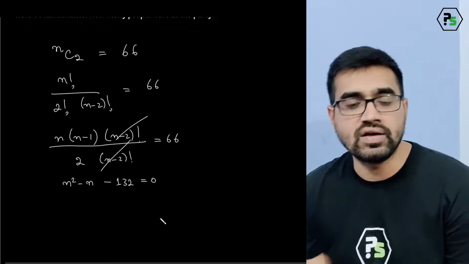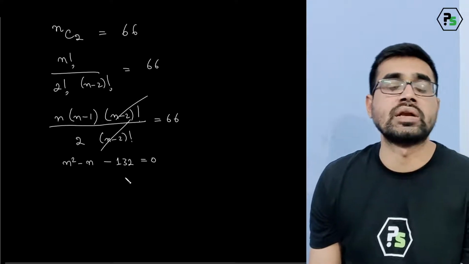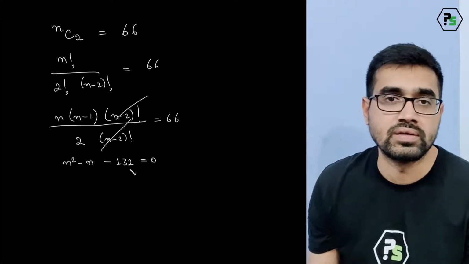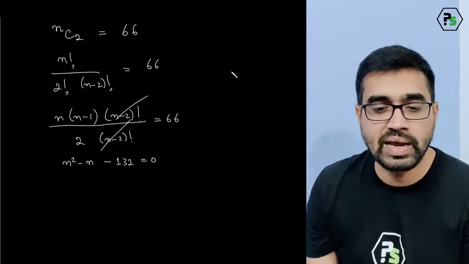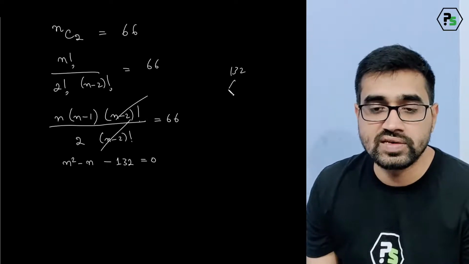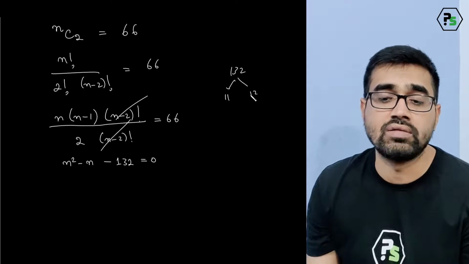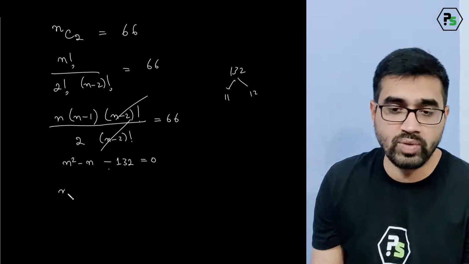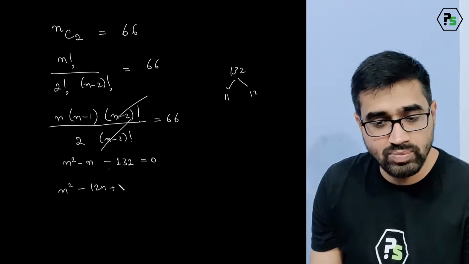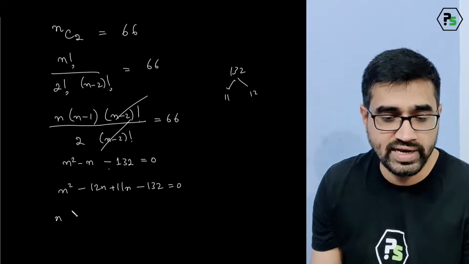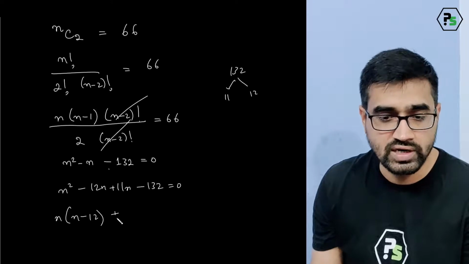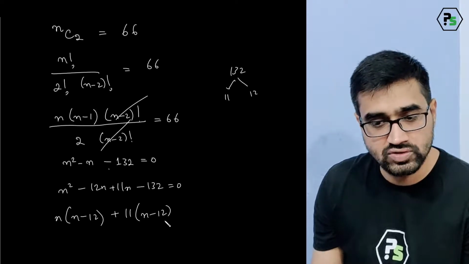If you are smart enough, you will find that 132 is actually a multiplication. It's divisible by 11, and any number divisible by 11 is very easy to find because 11 is a prime number, no? So we can now just say this is 11 and 12, and we want the difference to be 1. Superb. So this is n square minus 12n plus 11n minus 132 equal to 0. Take n common, you get n minus 12. Take 11 common, you get n minus 12.